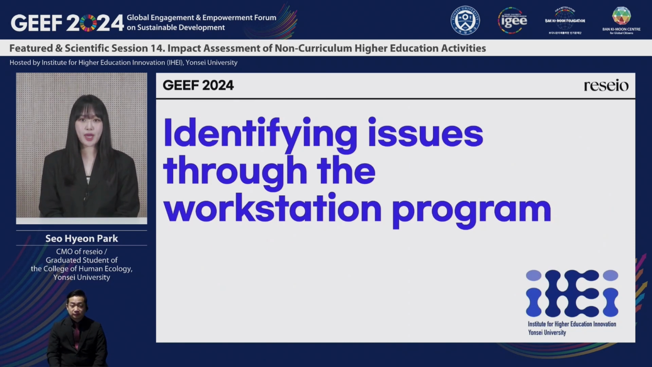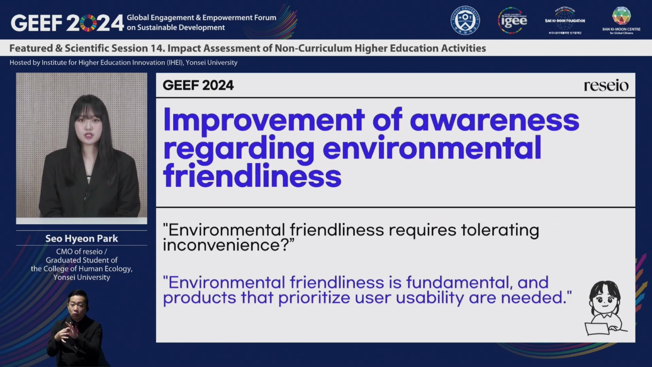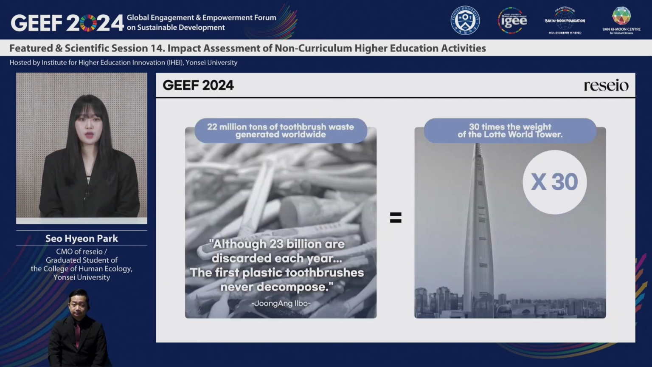First, we identified the problem through the workstation program. Is it worth the inconvenience to use a product if it's eco-friendly? The Risio team wanted to take on a different perspective. We wanted to make a good product that was environmentally conscious in its manufacturing process but prioritize usability. We were quite alarmed when we learned that toothbrush waste is a serious environmental problem around the world.